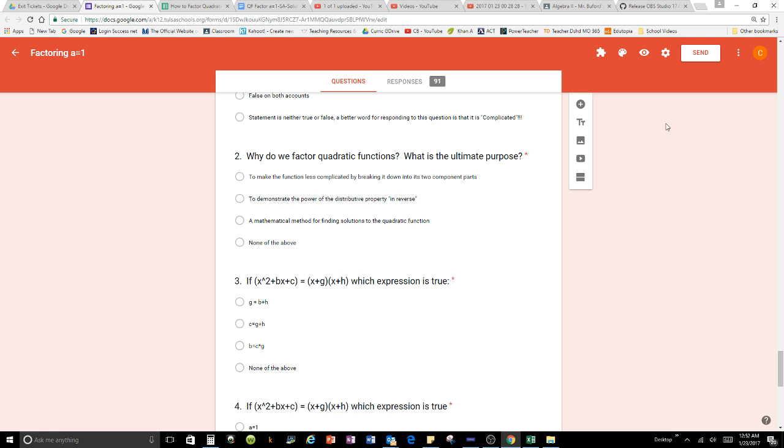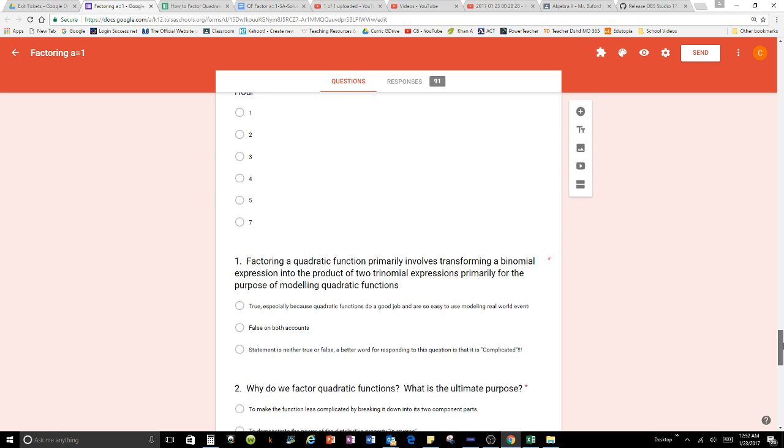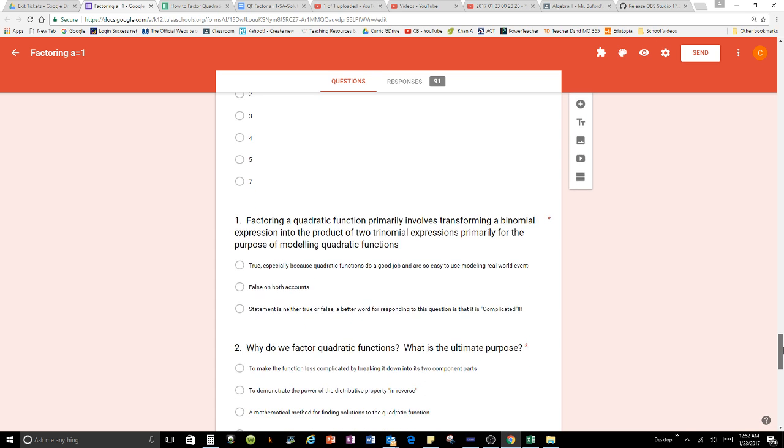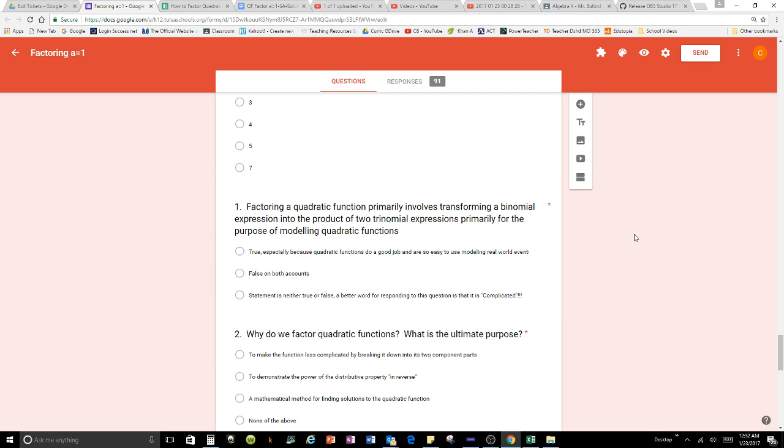I'm going to provide you some comments on the exit ticket we took on quadratic function factoring when a is equal to 1. Just thought I'd provide some comments for you. If you have some detailed questions about the exit ticket and would like to discuss, just let me know. But I'm just going to briefly go over the questions and provide some commentary.